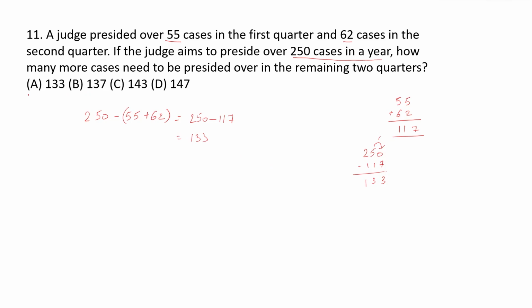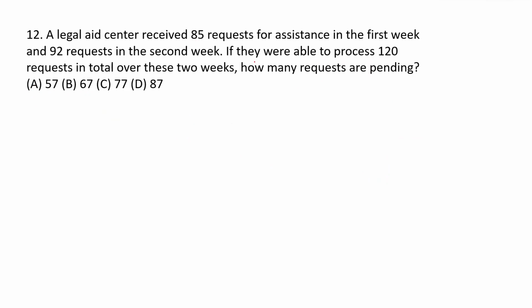So these many cases the judge still has to do if he wants to achieve his aim of presiding over 250 cases. Okay. Next problem. A legal aid center received 85 requests for assistance in the first week and 92 requests in the second week. If they were able to process 120 requests in total over 2 weeks, how many requests are pending?